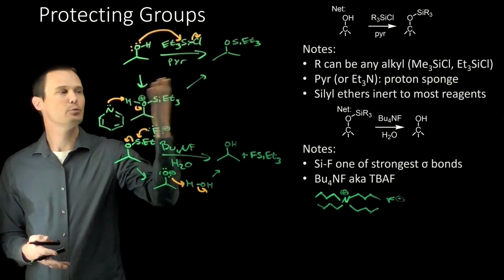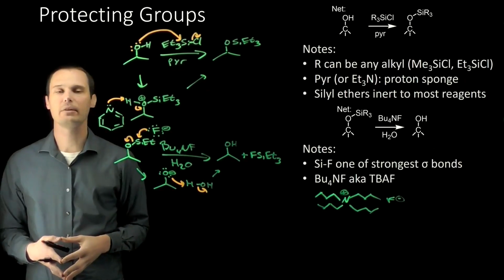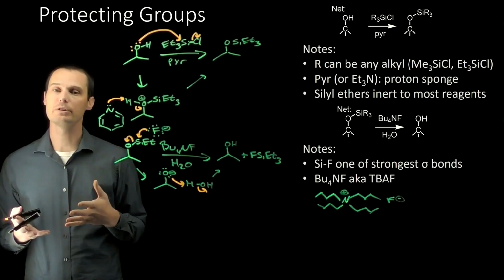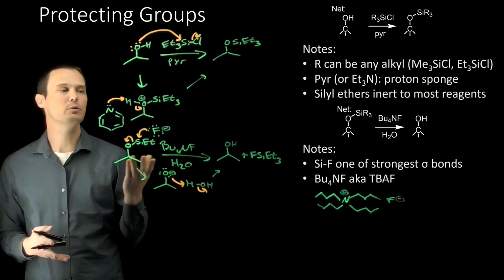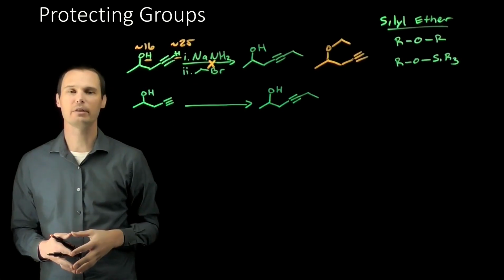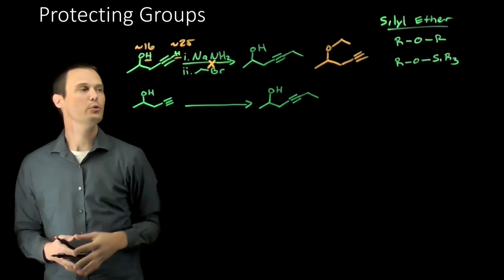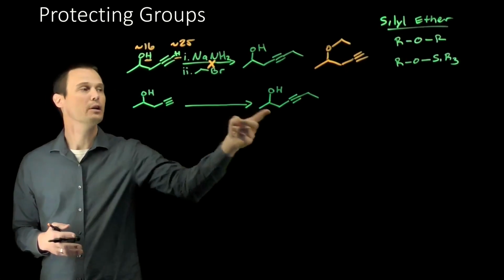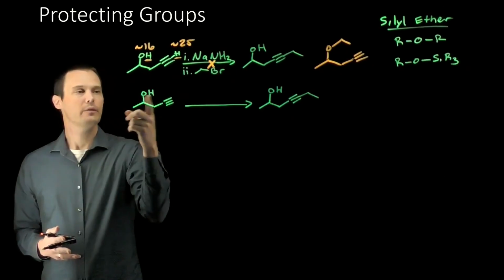Now that we've seen how to put on and take off the silyl ether protecting group, let's go back to our original problem and see how we can solve that problem using this protecting group strategy. Okay, now that we've learned how to put on and take off silyl ether protecting groups, we can figure out how to do this synthesis the way that we want to in order to produce the product that we want to. Again, we have 2 acidic protons.